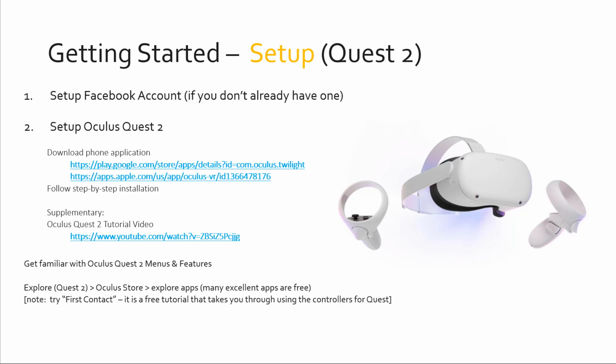Explore the Quest. What are the menus? What are the features? And how can I access quick settings and see what my charge level is for my headset and my controllers? And how do I use the applications menu to find different applications? Become familiar with your Quest.